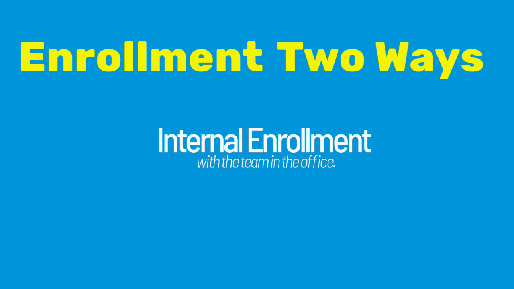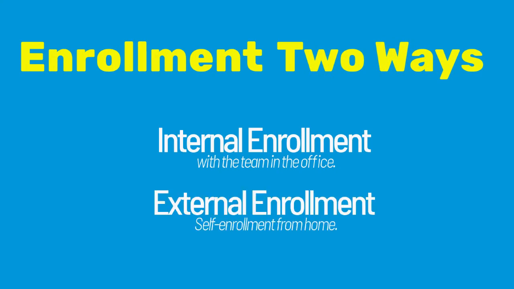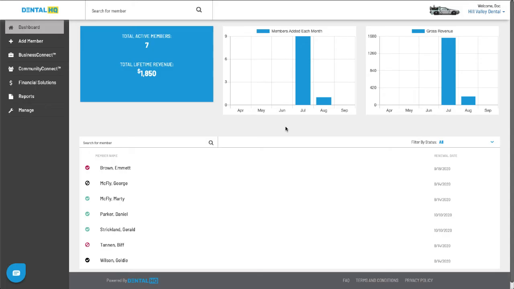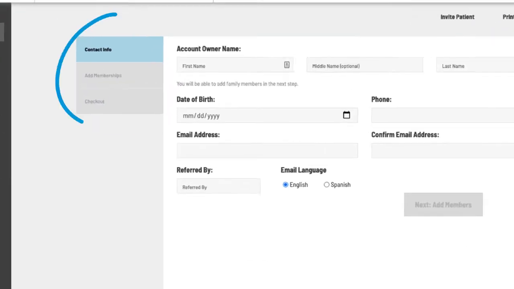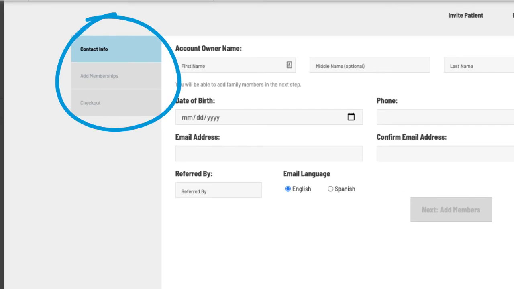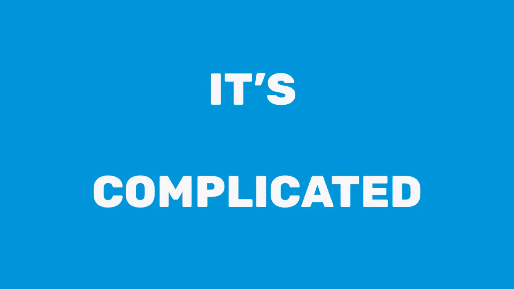Internal enrollment, where you enter information provided by the patient, or external enrollment, where the patient accesses enrollment through your website and self-enrolls. As you may have guessed, you access the internal enrollment form by clicking Add Member. The form has three sections. That's right, three steps, start to finish. Were you expecting something complicated?